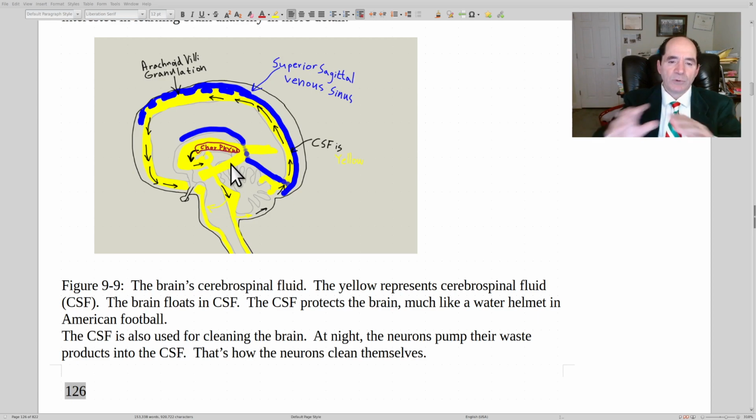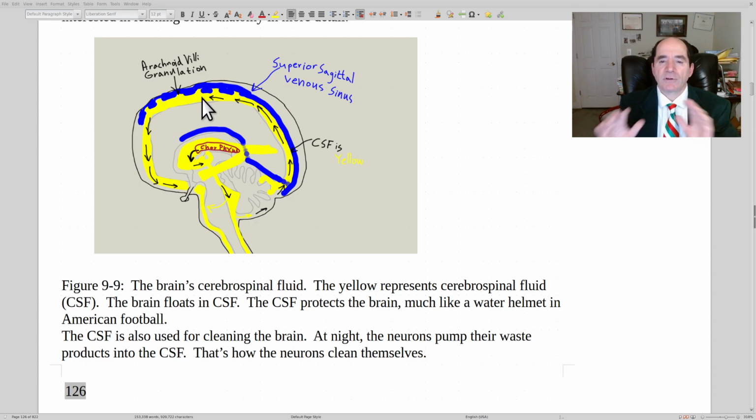and then it rinses them away. So it cleans the brain. Some of it's reabsorbed into the arachnoid granulations next to the venous sinuses. So these are the big veins around the brain called venous sinuses. And they're partly involved in reabsorbing waste products that the brain cells excrete at night.